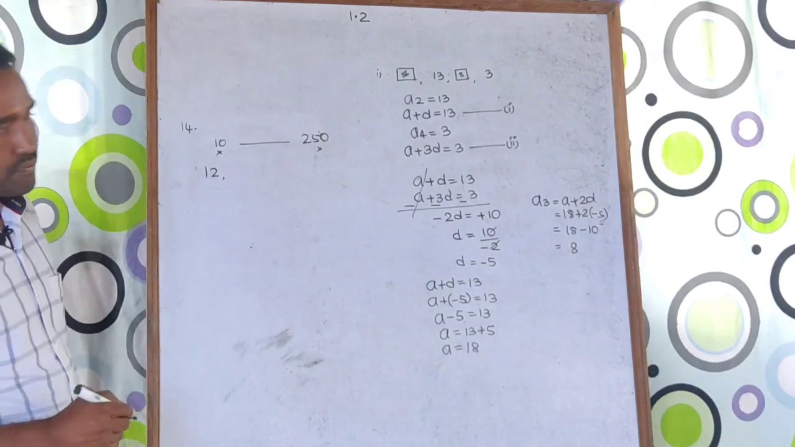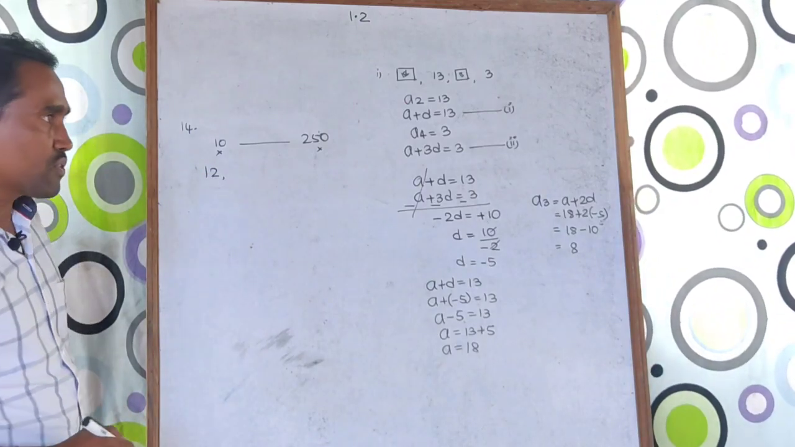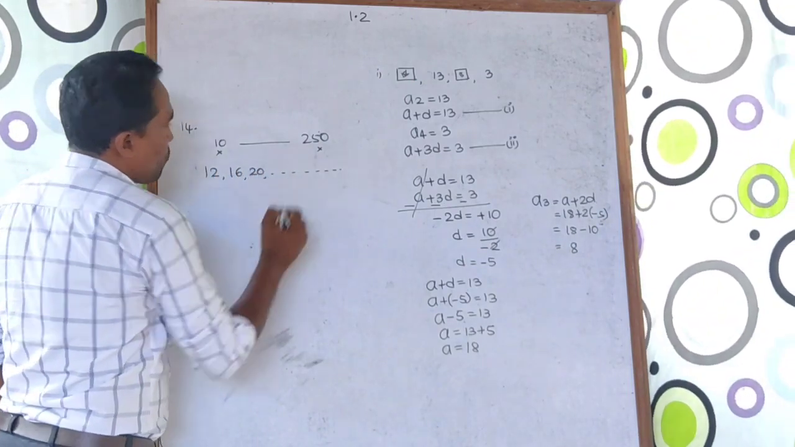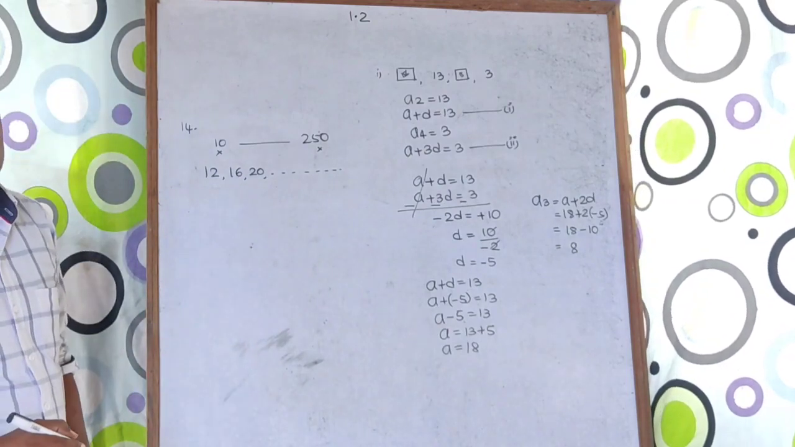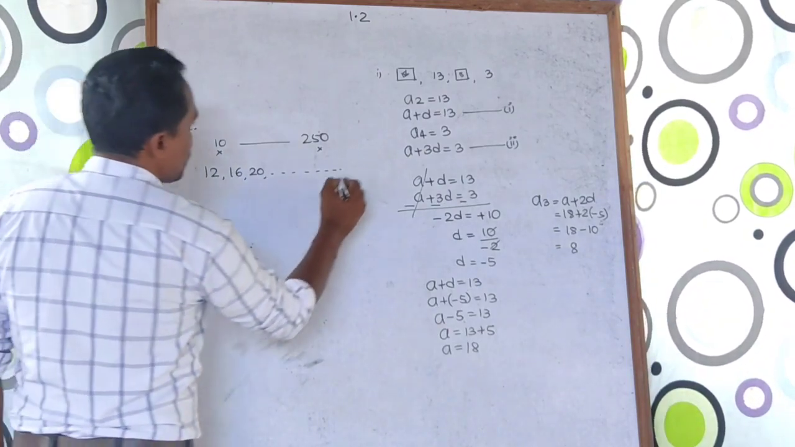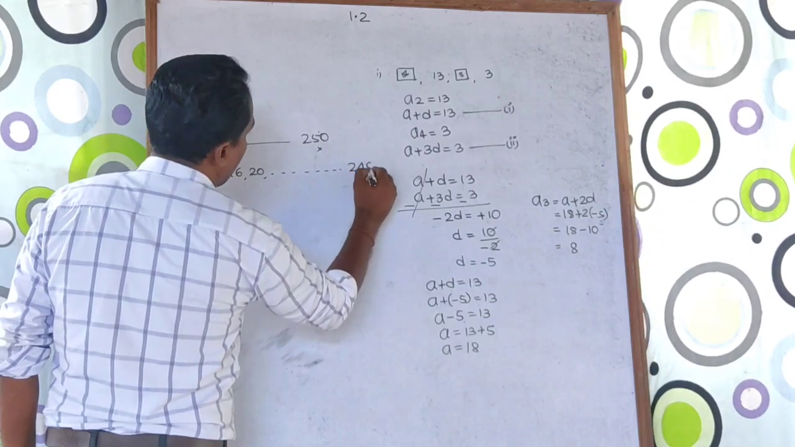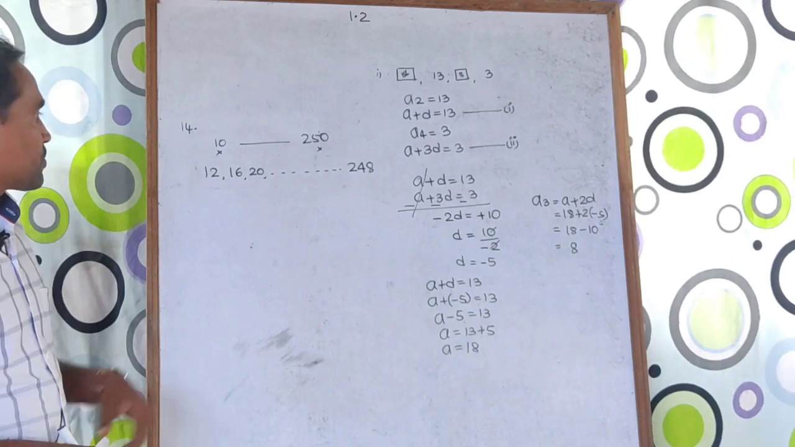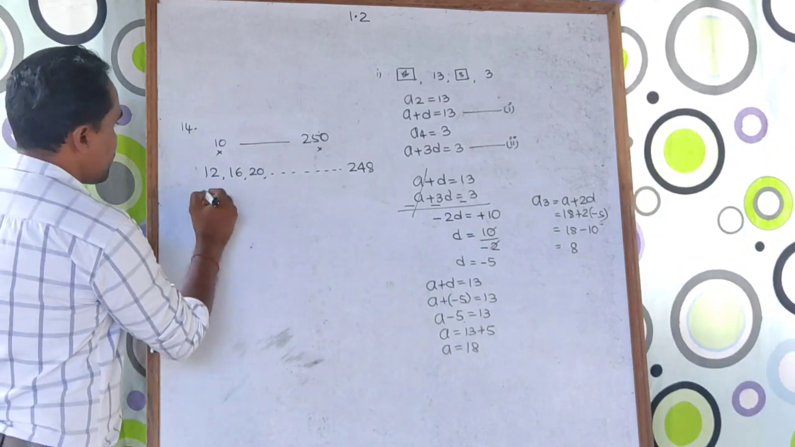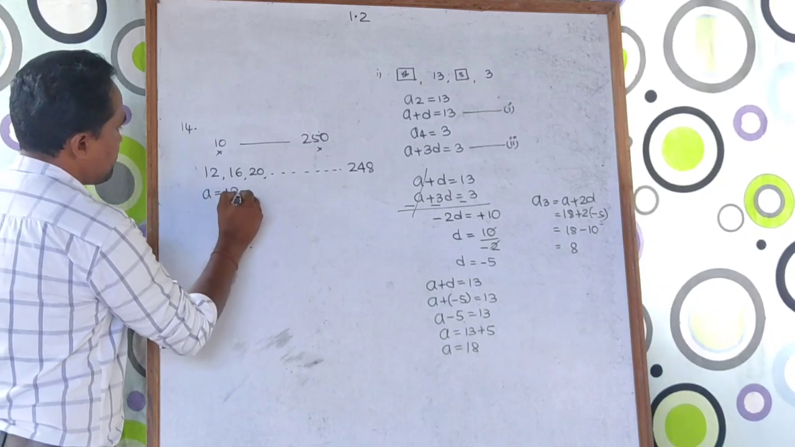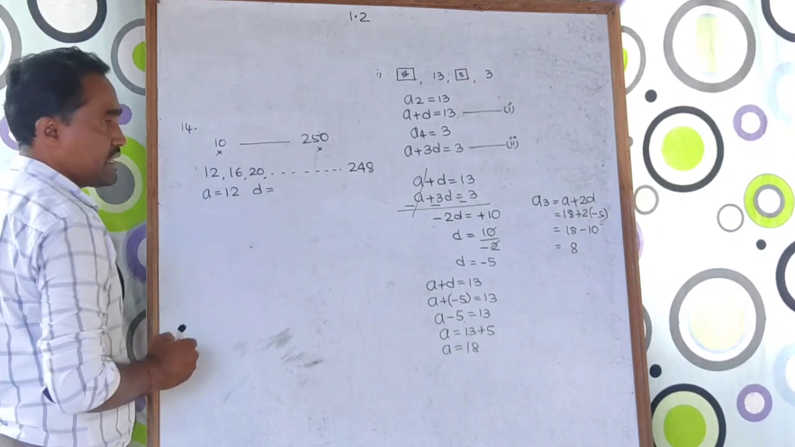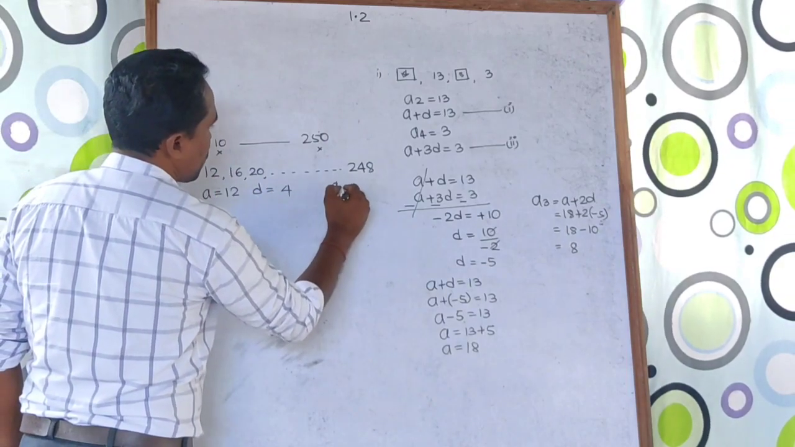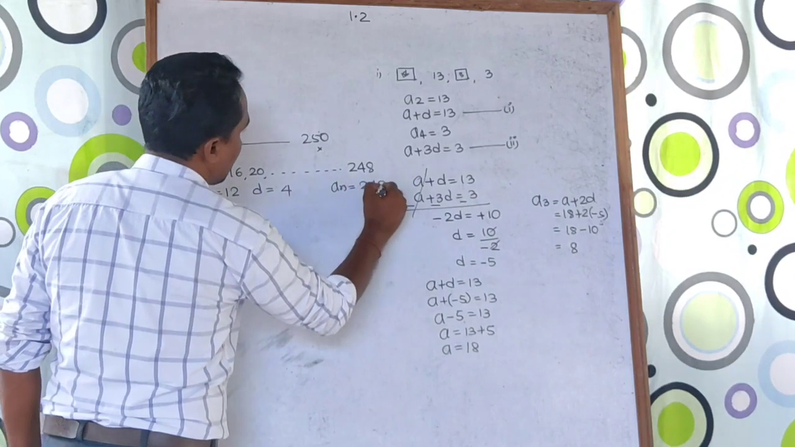The next term will be 12 plus 4, 16, then 20. Keep writing. What could be the last term? The last term is 248. 250 cannot be divided by 4. So here the first term A is 12. Next is D, 16 minus 12 is 4. The last term, the Nth term, equals 248.